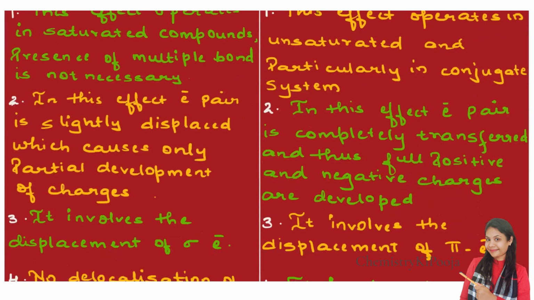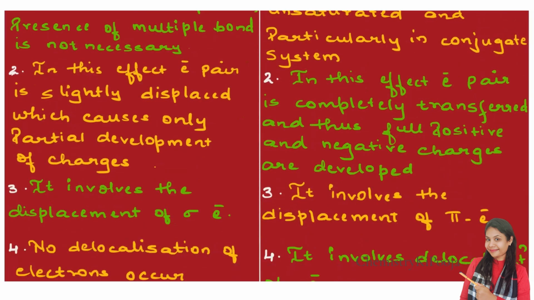Then the second point is, in the inductive effect, electron pair is slightly displaced, which causes only partial development of charges. Right? So there will be partial development of charges, that is plus and minus charge. Whereas in resonance, electron pair is completely transferred and thus full positive and negative charges are developed.